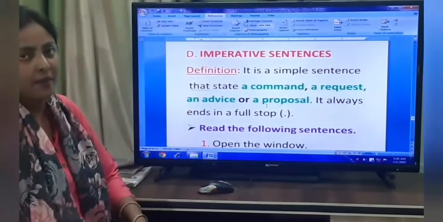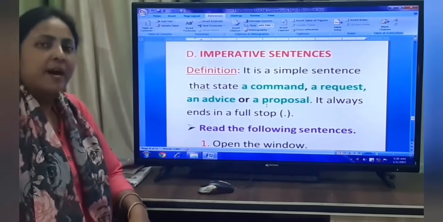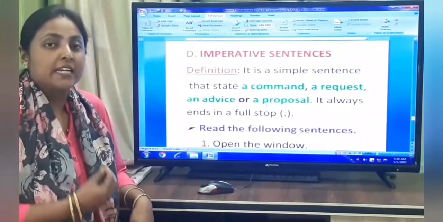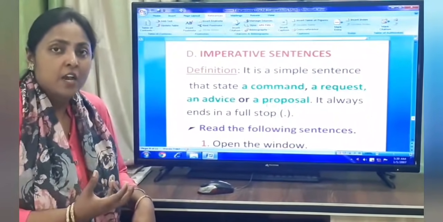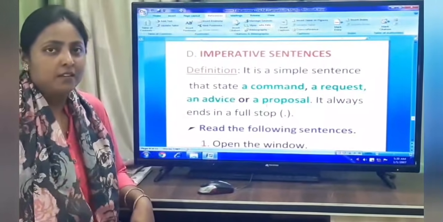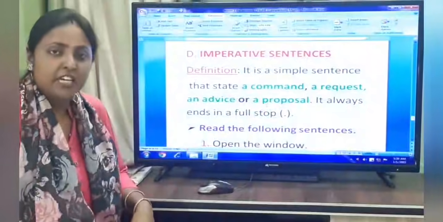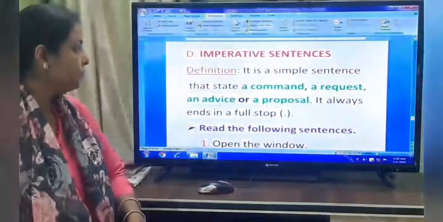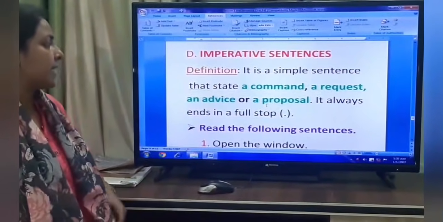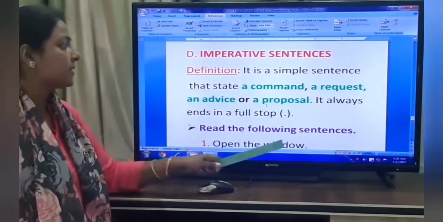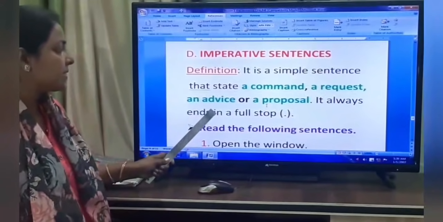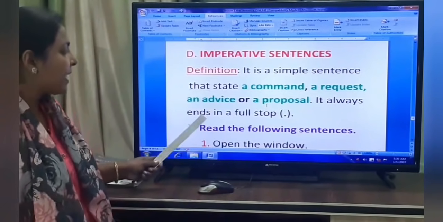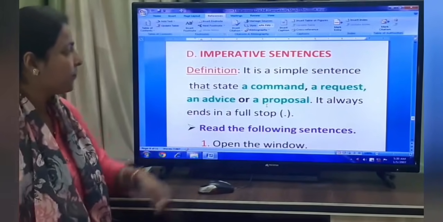Imperative sentence. What do you mean by imperative sentence? It gives you a command, a request, an order, or a proposal. Let us see the definition of imperative sentence. It is a simple sentence that states a command, a request, an advice, or a proposal. It always ends in a full stop.